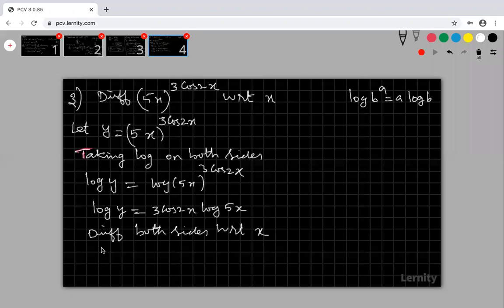My log y differentiation is 1 by y. Log x differentiation is 1 by x. But here x is not there, y is there. You have to differentiate that y also. That is dy by dx. After differentiating this log function, we have to differentiate this y function. My y differentiation is dy by dx.